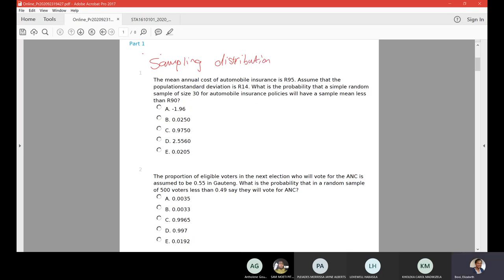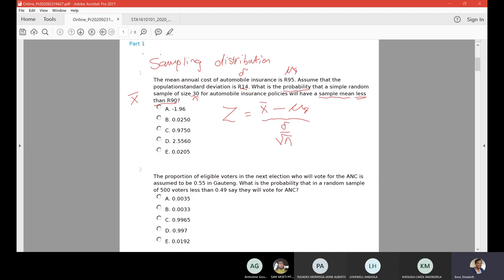Since we are asked to calculate the probability, remember, we find the probability by using the Z-score, which is the sample mean minus the population mean, divided by the standard error, which is your population standard deviation divided by the square root of n. So what are we given? We are told what the population mean is, the population standard deviation, and the sample size, which is our n.